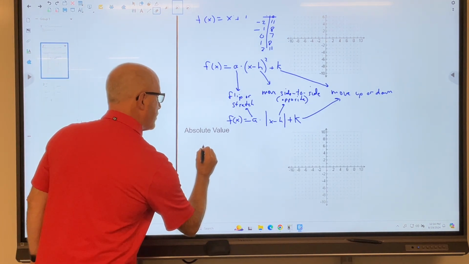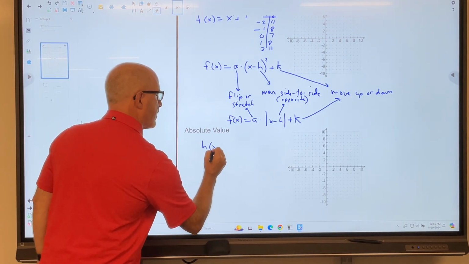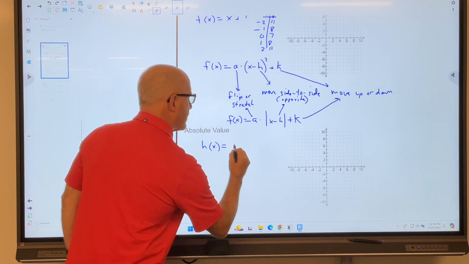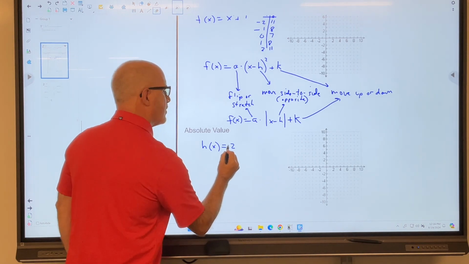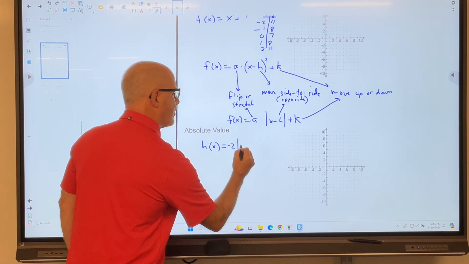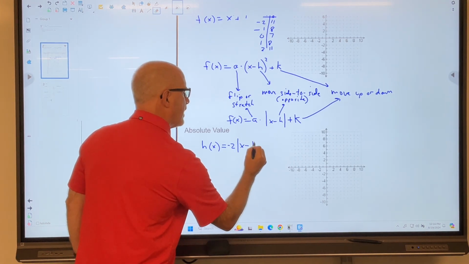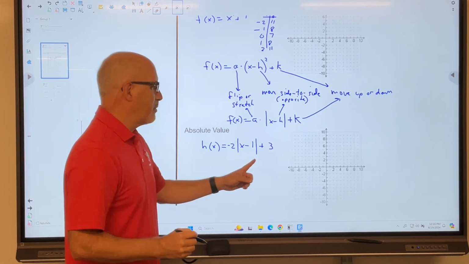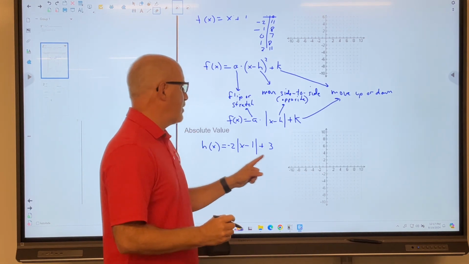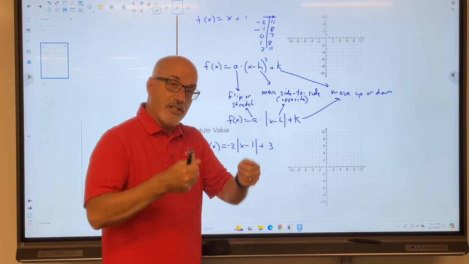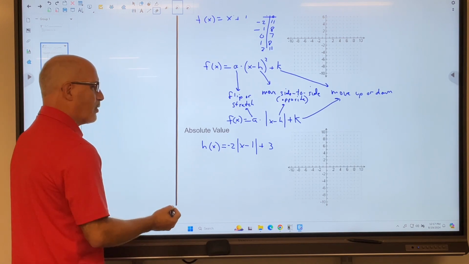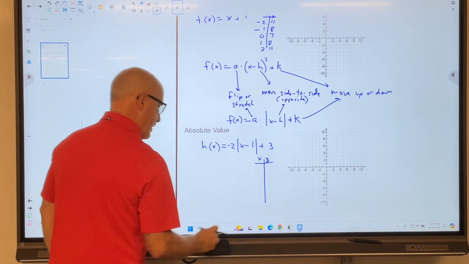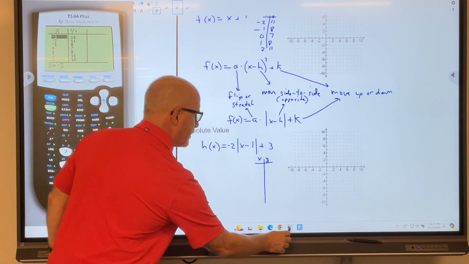So let's do h of x; we can use different letters for our functions. h of x is equal to -2 times the absolute value of x minus 1, and then plus 3. Now this minus 1 is going to move it over 1 unit, the plus 3 will move it up 3 units, and this -2 will flip it over and stretch it down. So let's go ahead and set up a table for that, and we'll look at our graphing calculator to help us out.